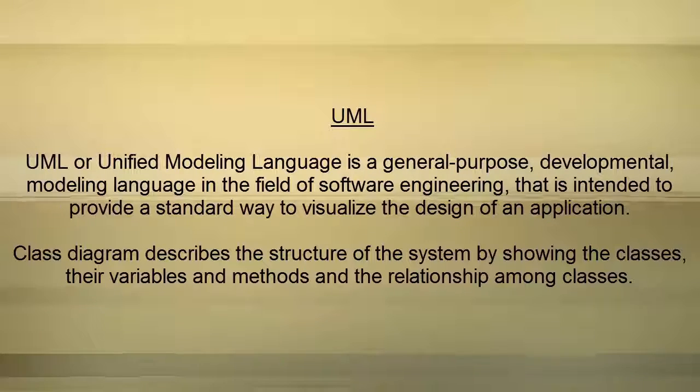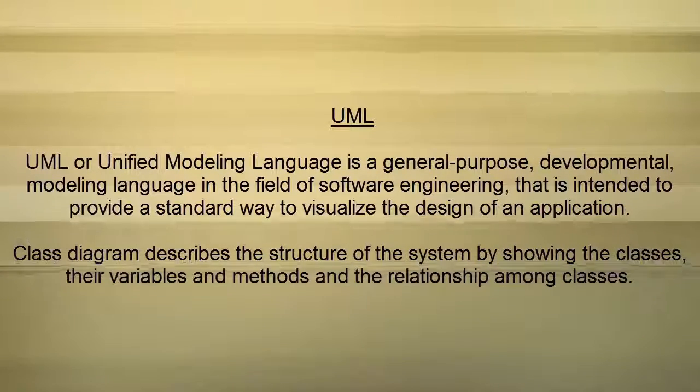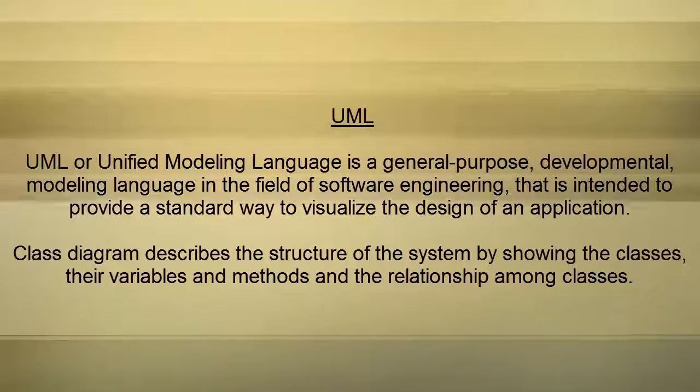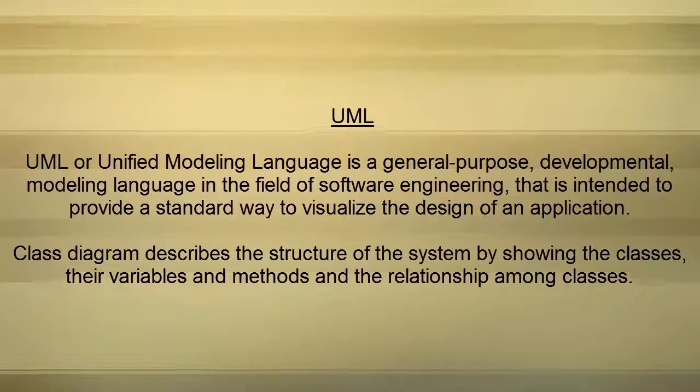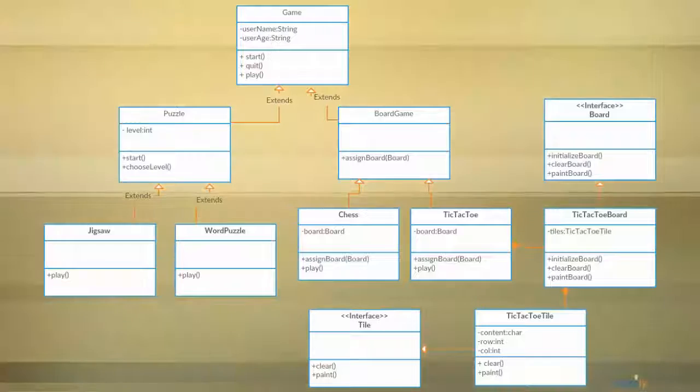A class diagram describes the structure of the system by showing the classes, their variables and methods, and the relationship among classes. There are notations to represent different aspects of the design. We have seen a lot of them throughout the course. This is a class diagram for a gaming application.